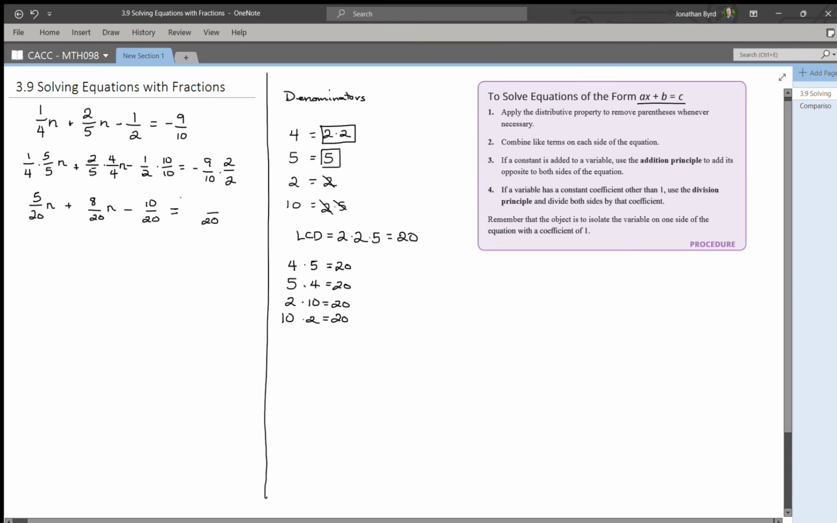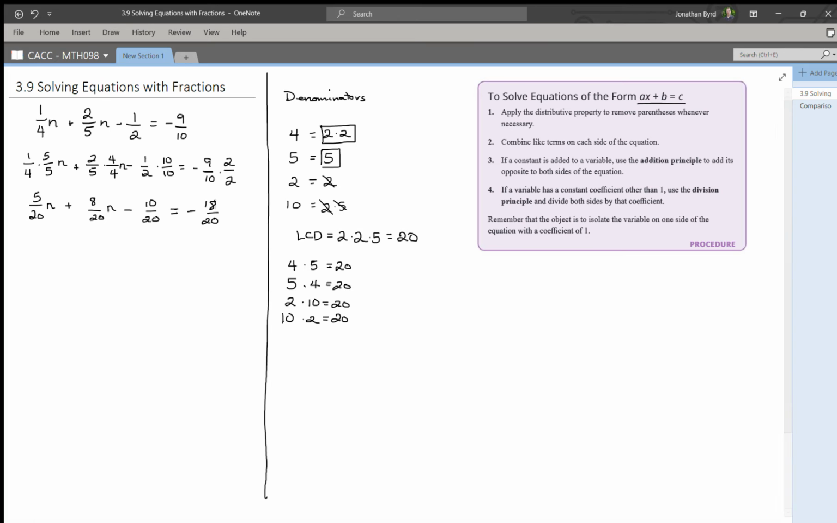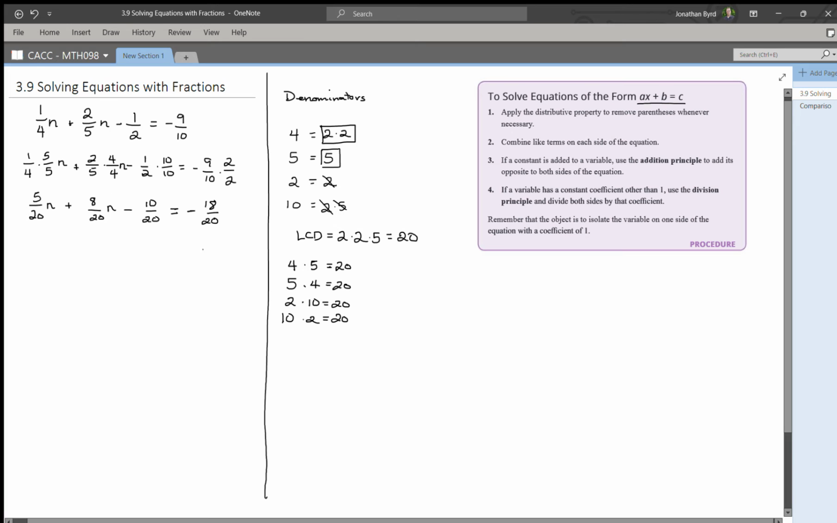And that's equal to a negative. All right, 10 times 2 is 10. 9 times 2 is 18. So negative 18/20. Okay, now that I've got an equation with fractions that all have the same denominator, I don't have to worry about switching up denominators or doing anything else. I can just solve the equation as it sits.